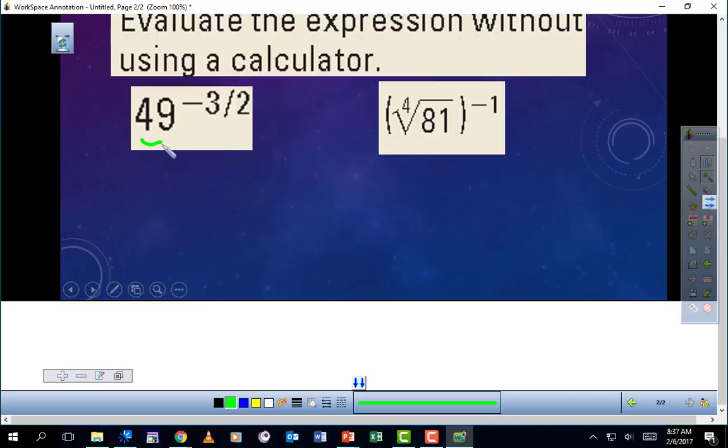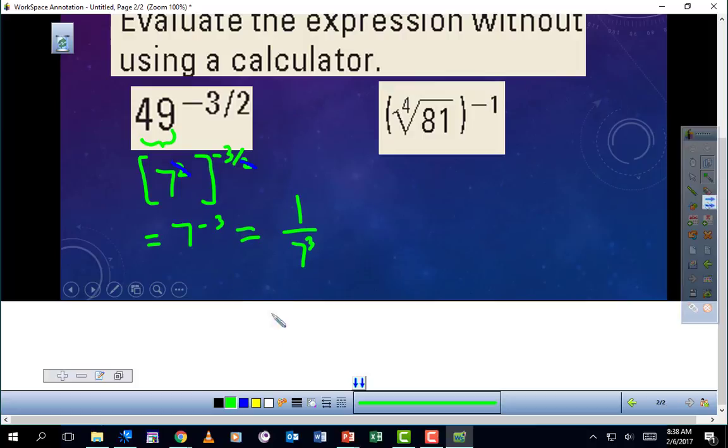So if you recognize that this could be written as 7 squared, and we raise that to the negative 3/2 power, then hopefully you could see quickly that this 2 here would cancel off this 2. And so that would give us 7 to the negative 3. And now to get rid of the negative exponent, we could use the elevator trick and rewrite this as 1 over 7 cubed like this.